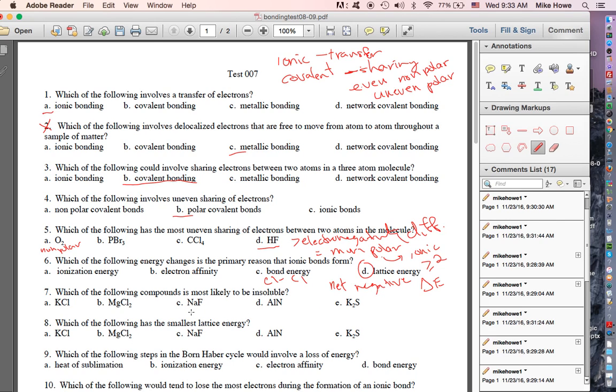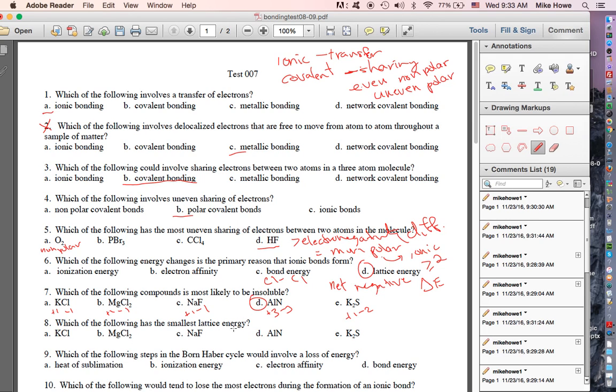All right, now which is the most likely to be insoluble? It will be the ones with the higher charges. Remember, there are two factors that affect lattice energy: size and charge. Okay, so if you look at potassium, it's +1, chlorine is -1, that's +2, -1, +1, -1, +3, -3, +1, -2. So which one is going to be the most insoluble? It'd probably be the one that had the highest charges, D.